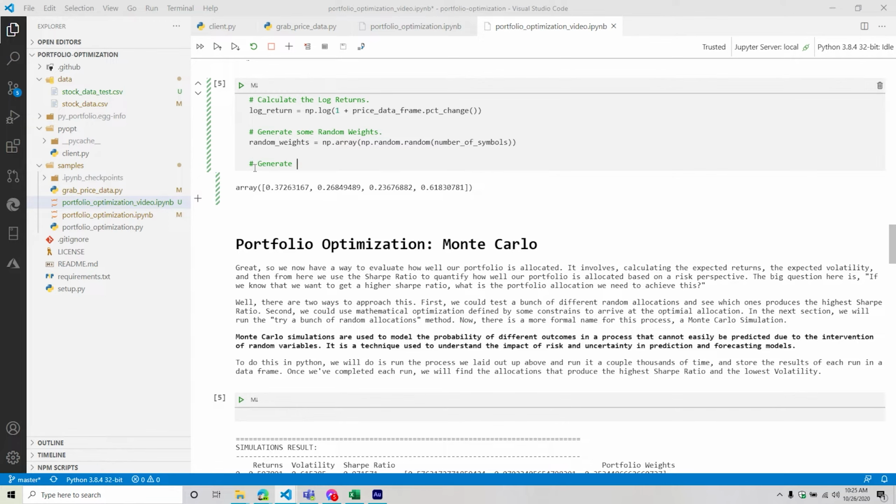So generate the rebalance weights. And then these ones, they must equal 1.